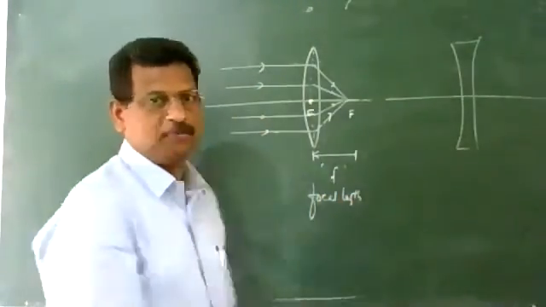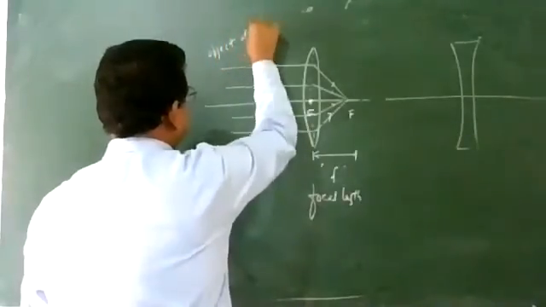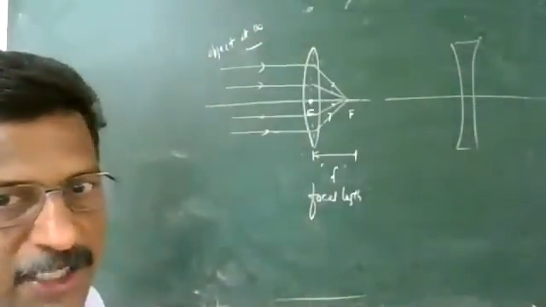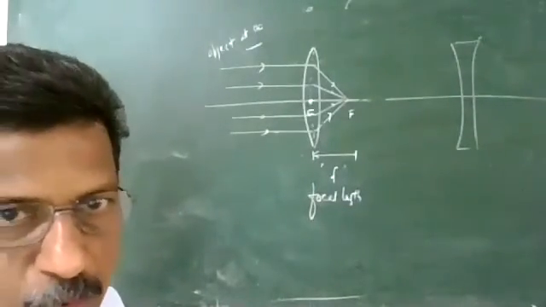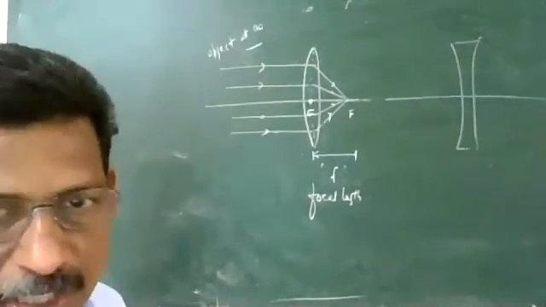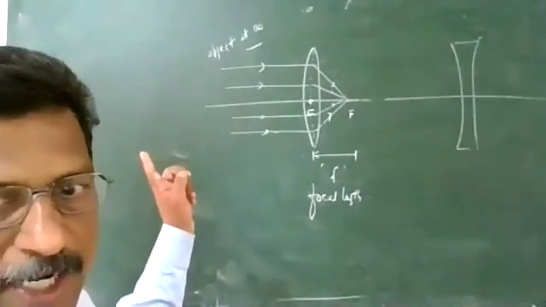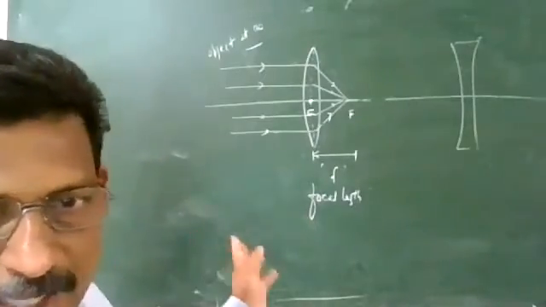Focal length. The object is on the left side, at infinity. By sign convention, an object at infinity is considered as minus u, and the focal length of a convex lens according to sign convention is positive because it is on the right side focus. The object has to be on the left side as per sign convention. So here also we use the sign convention exactly as in the case of a mirror.